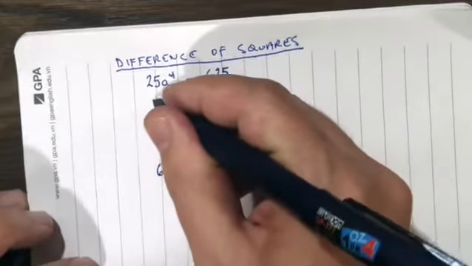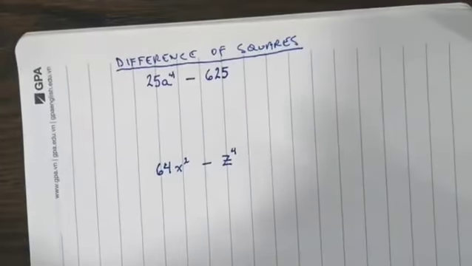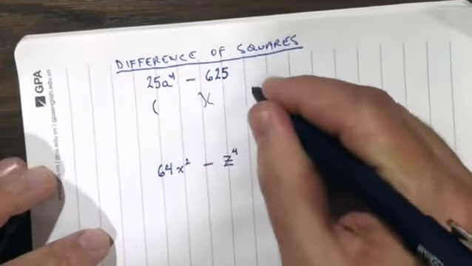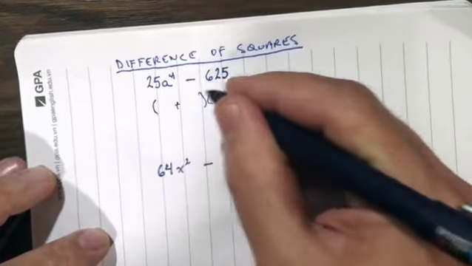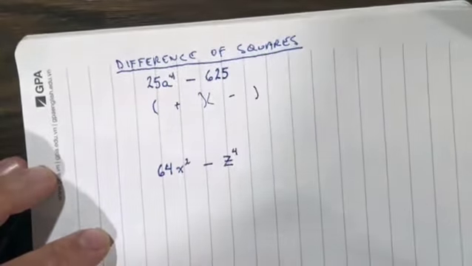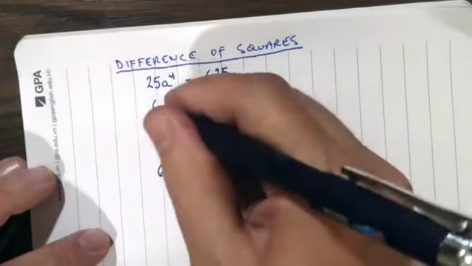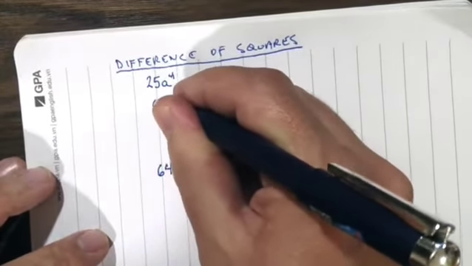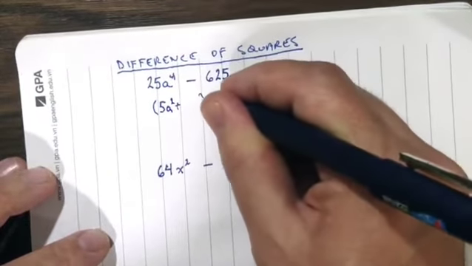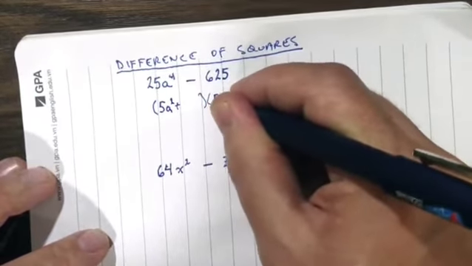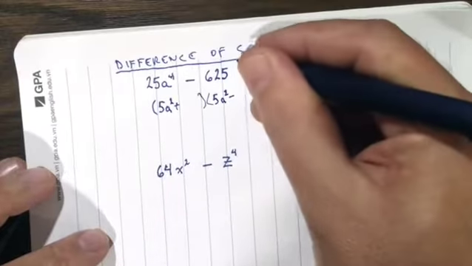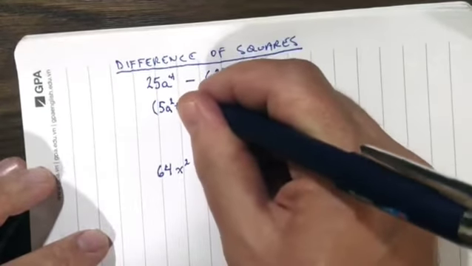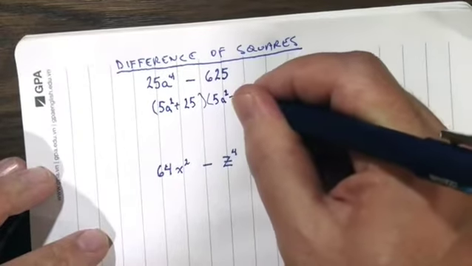The quickest, easiest and most efficient way to do this is just put down two sets of parentheses, one positive, one negative, and take the square root of both terms. So the square root of 25a to the fourth is 5a squared, and I'm just going to write that in the first space. And the square root of 625 is 25. And we are finished with that one.